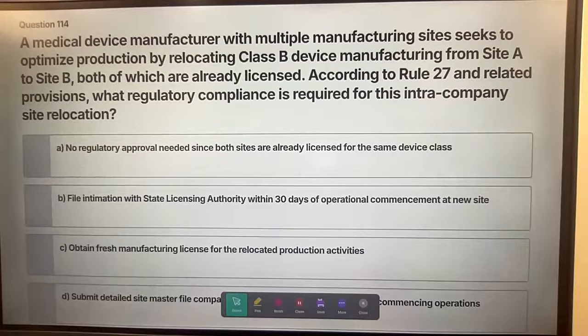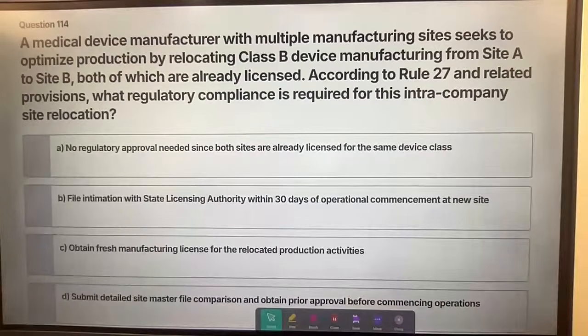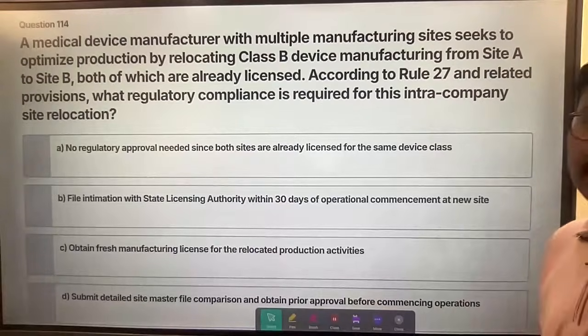Options: A, no regulatory approval needed since both sites are already licensed for the same device class. B, file intimation with the state licensing authority within 30 days of operational commencement at the new site. C, obtain a fresh manufacturing license for the relocated production devices. And the last option, D, submit a detailed site master file comparison and obtain prior approval before commencing the operations. What is the answer?